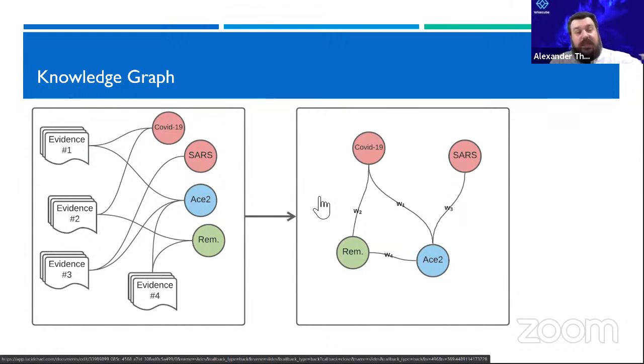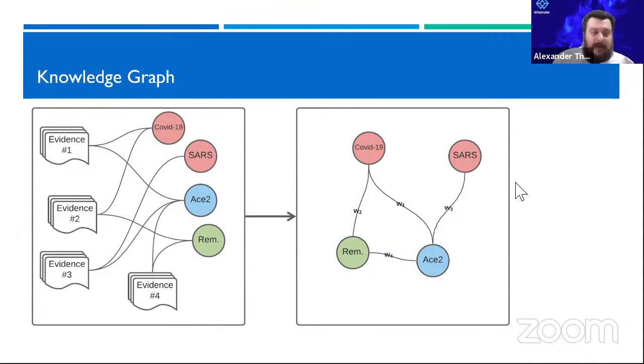So now we understand that there's a relationship in the literature between COVID-19 and remdesivir, COVID-19 and ACE2 protein, and SARS and ACE2 protein. Realistically, there would be an edge between COVID-19 and SARS as well, but for the example, I didn't want to have a fully connected graph.